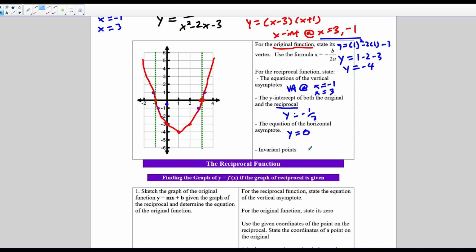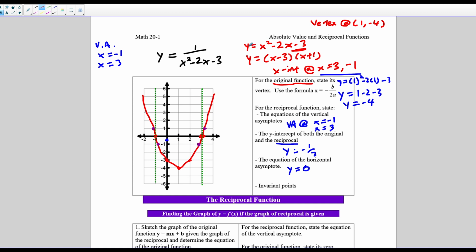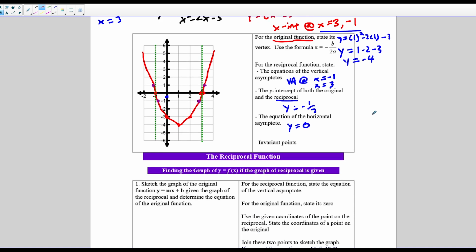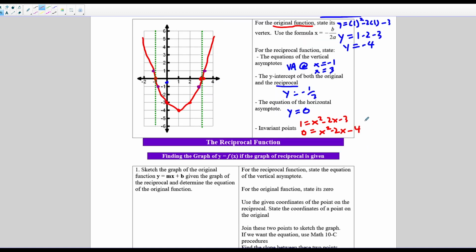Some of you might be wondering, how do I find the invariant points algebraically? All we're going to do is take our original function, y equals x squared minus 2x minus 3, and replace the y with either +1 or -1. So 1 equals x squared minus 2x minus 3. Let's move that 1 over to the other side, so I get x squared minus 2x minus 4. We can't factor this normally, so we would have to use the quadratic formula where a equals 1, b equals -2, and c equals -4.